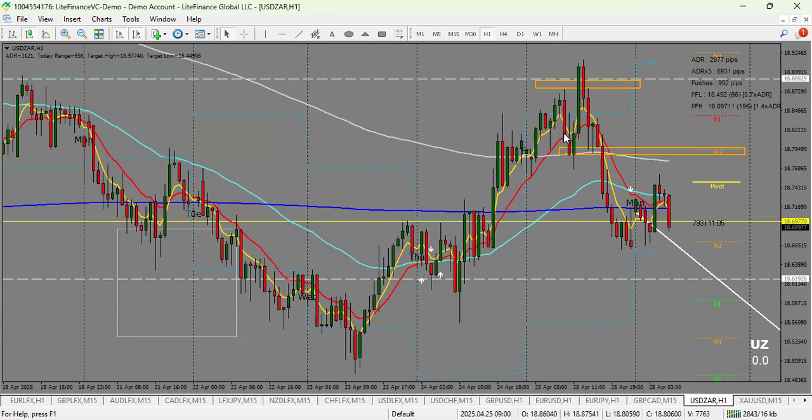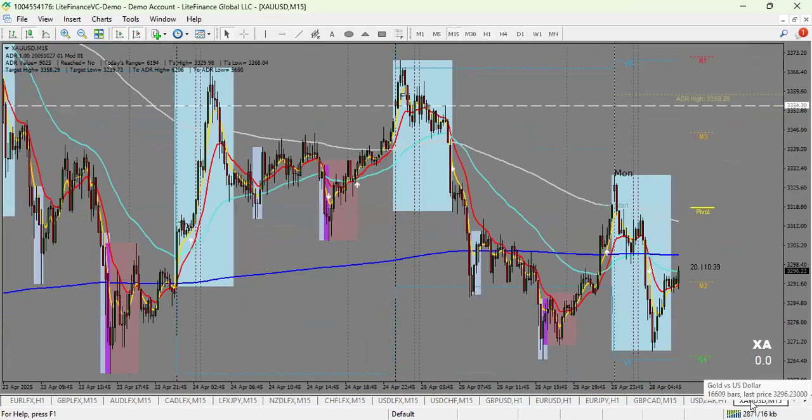So we have a breaker block here. This is a bearish breaker block right here. If price comes to this point, that is our good area to take our sell trade.